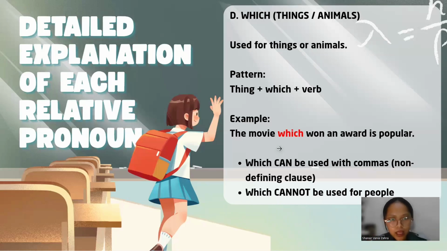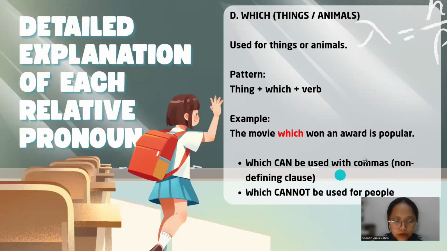Okay, let's look at an example. The movie which won an award is popular. The movie is the thing being described, and which won an award explains what kind of movie it is. Here, which is the subject of the verb won, so it cannot be removed. Another important point is that which can be used with commas when the information is non-defining, meaning it is extra information, not essential. However, which is never used for people, even when commas are added.